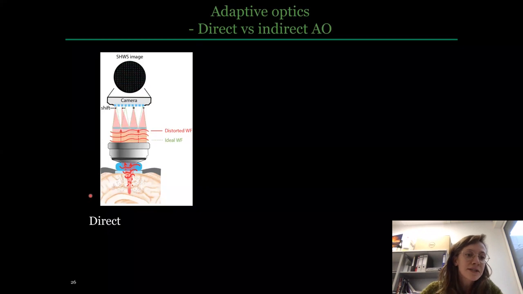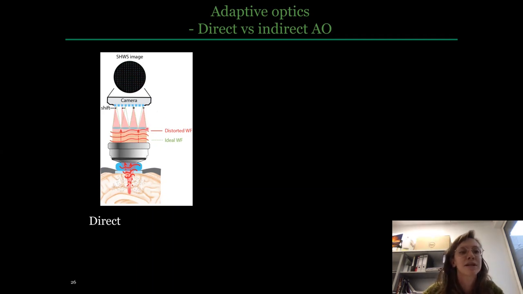In direct wavefront sensing, as the name suggests, the wavefront is measured directly, where the fluorescent light emitted from a point-like source, a so-called guide star, is detected by a Shack-Hartmann wavefront sensor, which consists of a microlens array with the camera at the focus. And by measuring the shift in the intensity centroids, one can reconstruct the wavefront.